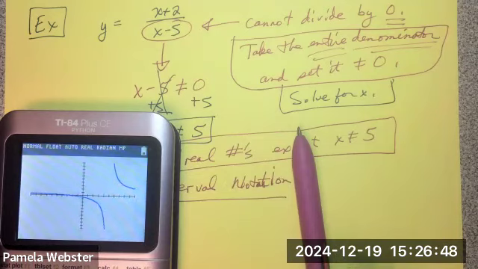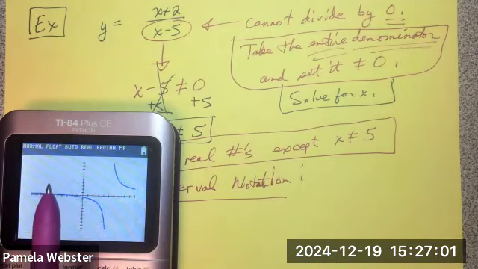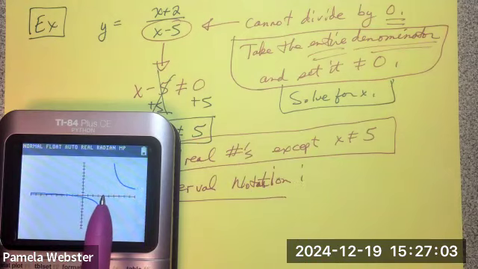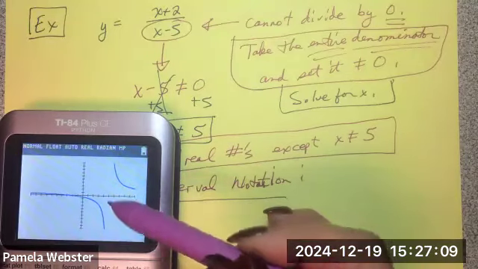So looking at my domain from left to right, I start out here at x equals -infinity. And domain is always on your x values or your inputs. So I start out here at -infinity, and I'm good all the way until I get to 5, and then all of a sudden this shoots down, because there's a problem at x equals 5.